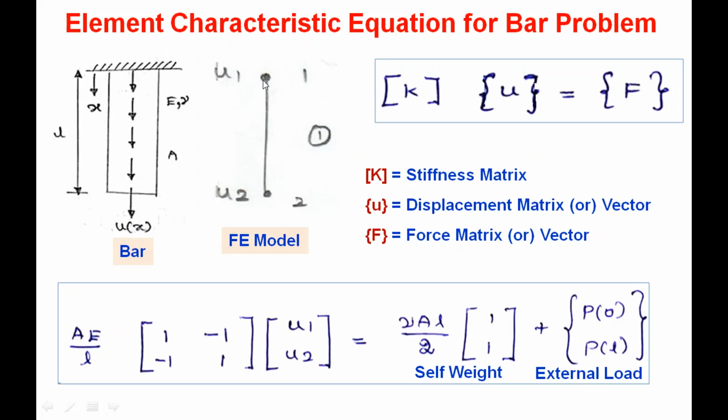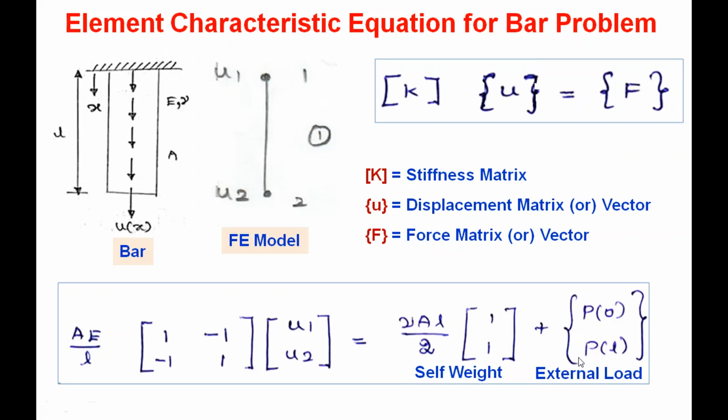In this case, by assuming that the force as well as the deflection are both changing along only one direction, we employ this line element. Based on this we have derived the element characteristic equation. In the general form we know, K is the stiffness matrix, U the displacement vector, F the force vector. So K for the bar element is AE by L times [1 -1; -1 1], U1 U2 is the displacement vector. Then in the force part we have self weight as well as external load.